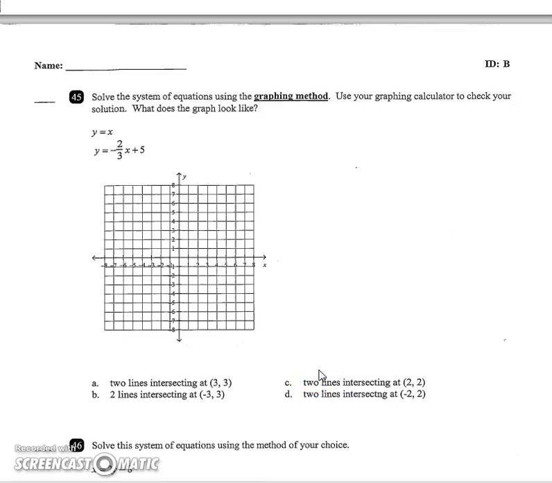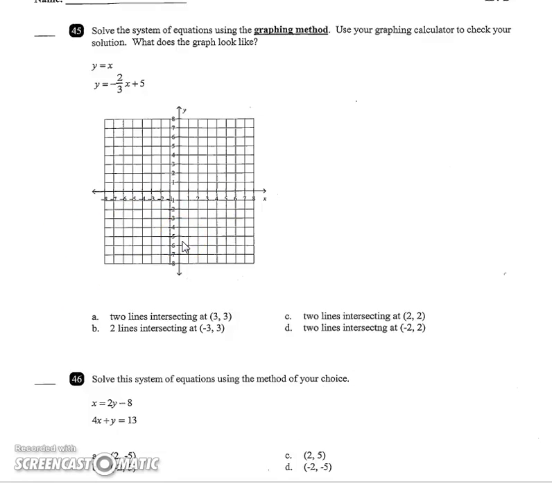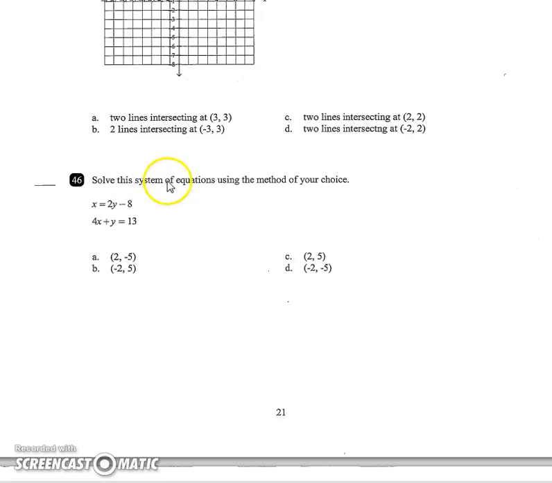Number 45, solve the system of equations using the graphing method. Use your calculator to check your solution. What does the graph look like? Again, I provided graph paper for you to do this and show your work. Number 46, solve the system of equations using the method of your choice.